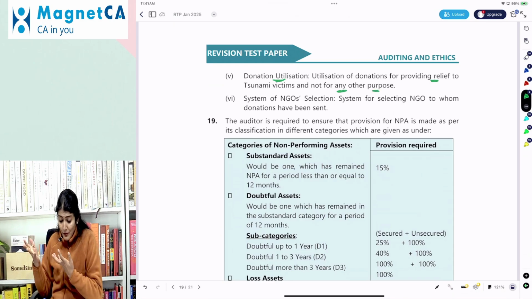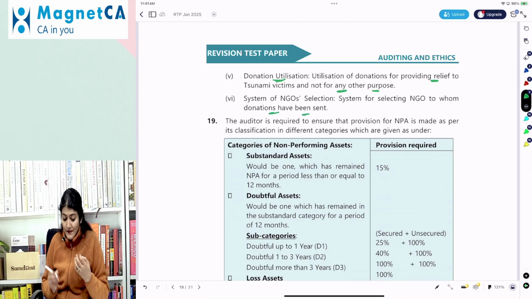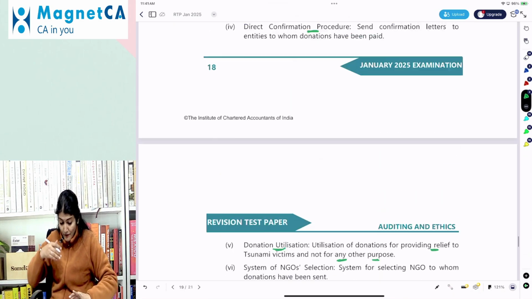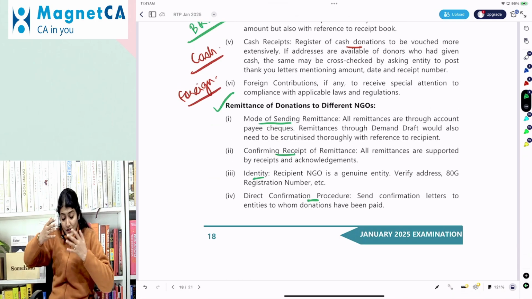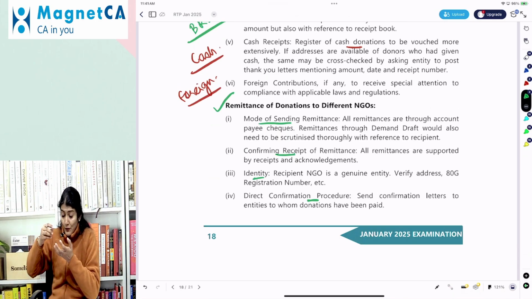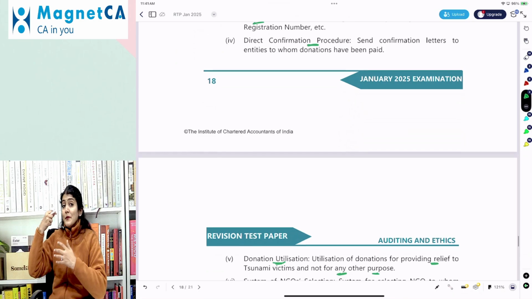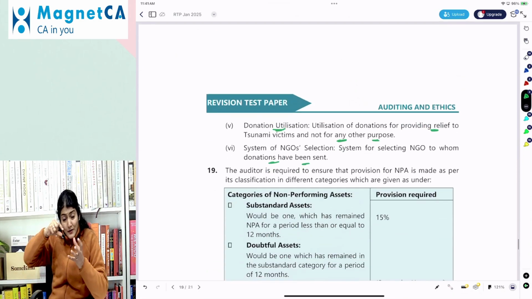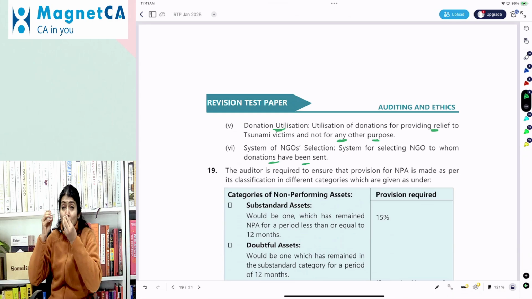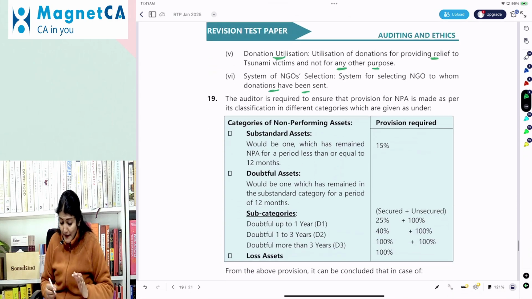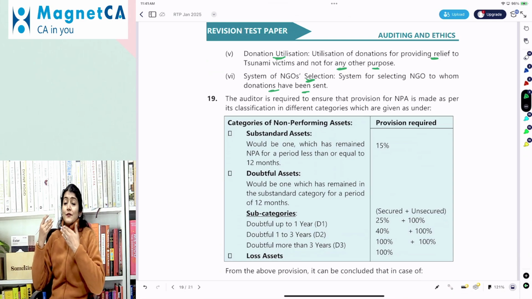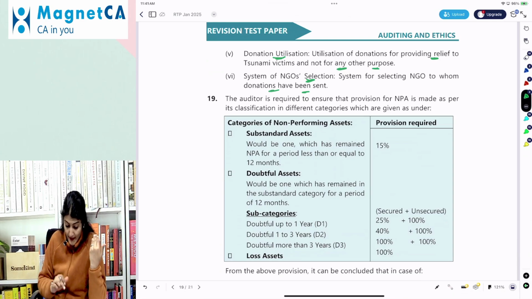And then again, system of NGO selection to whom the donations have been remitted. Right. So now first they talk about the receipt of the donation, then the remittance of the donation. So the mode of sending the remittance, then after that confirming the remittance, then the identity, after the identity the direct confirmation procedure, and again the utilization of the donation and also the system of identifying the NGOs to whom the donation is to be remitted. Okay. Right, coming to the next one over there.